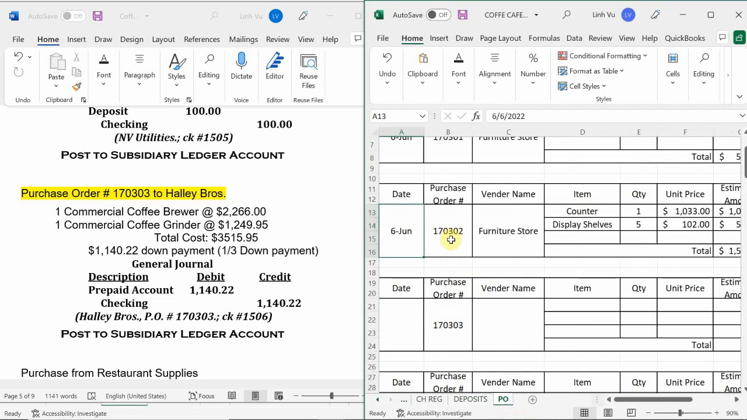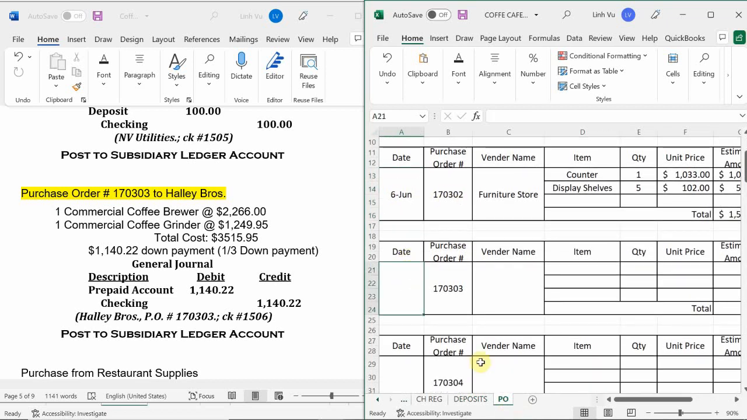So purchase order, right? This is our third purchase order. So 7/03. We're still on the same date here, the 6th. This time we're purchasing it from Hallie Bros. Okay. What are we buying? We bought a coffee brewer and a coffee grinder. Okay. We're buying one of each.